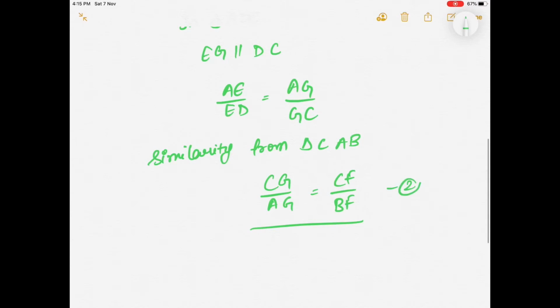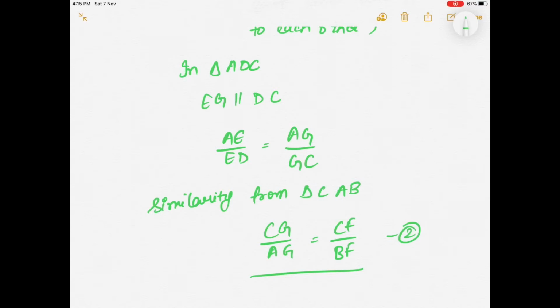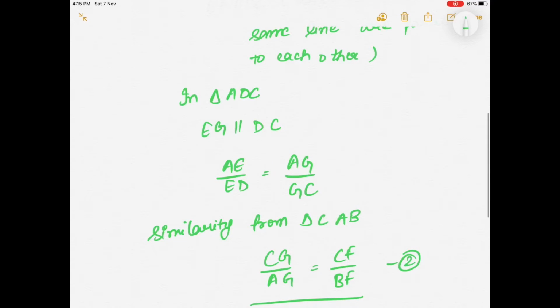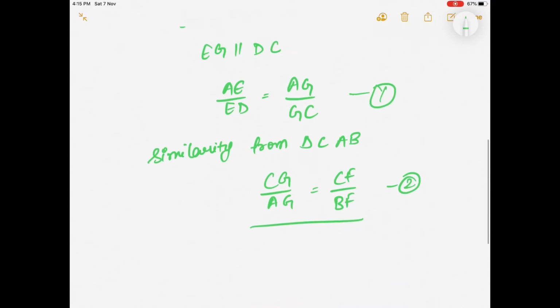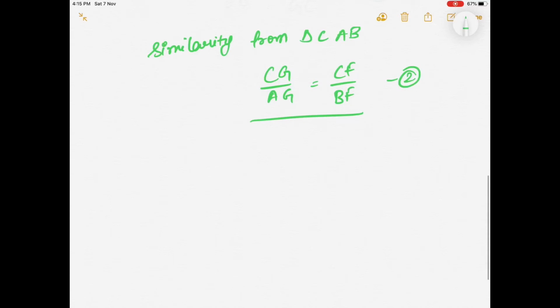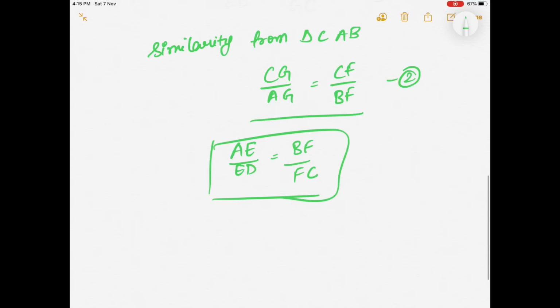So now from 1 and 2, this is our 2 and this is our 1, because we proved this earlier from theorem 6.1. So from 1 and 2 we can get AE by ED is equal to BF by FC. We needed this only. So we got our final answer. You have to solve this question in this manner only so that you can get full marks.